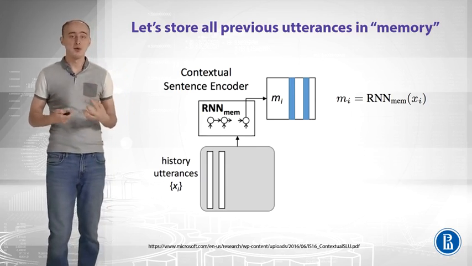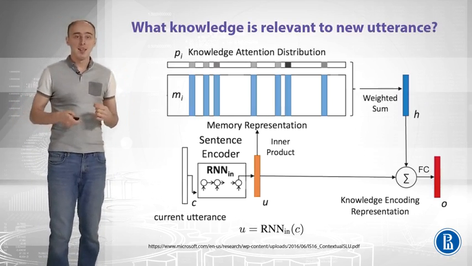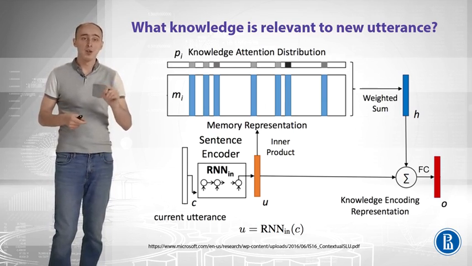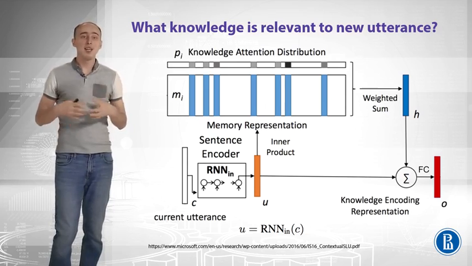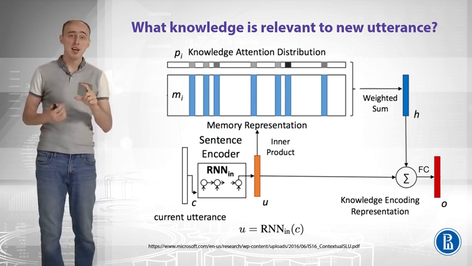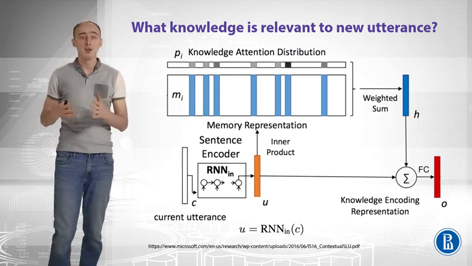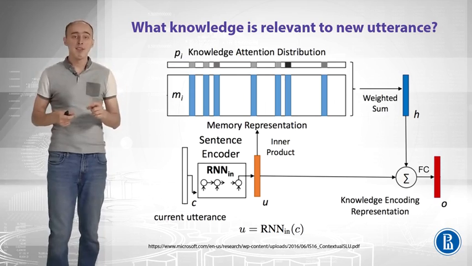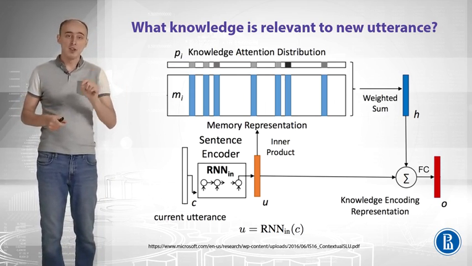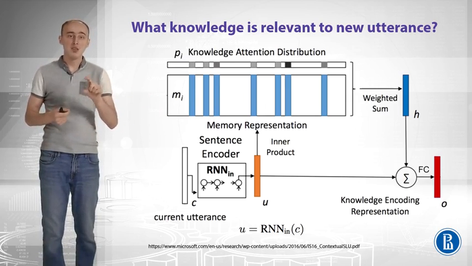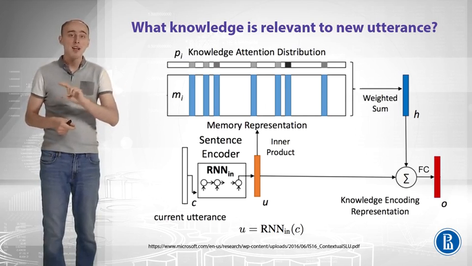Let's see how we can use that memory. When a new utterance comes, and this is utterance C in the lower left corner, we encode it into a vector of the same size as our memory. We use a special RNN for that, called RNN for input. And that orange U vector is the representation of our current utterance. What we need to do is match this current utterance with all the utterances that we had before in that memory.